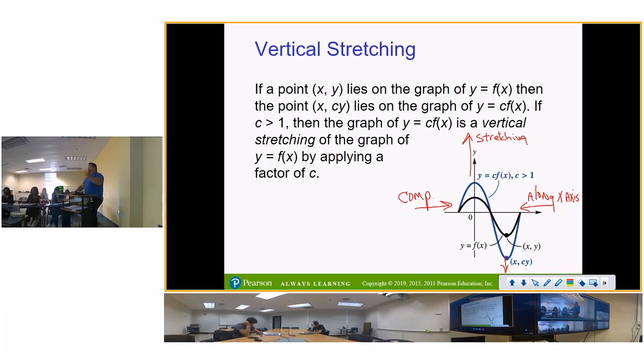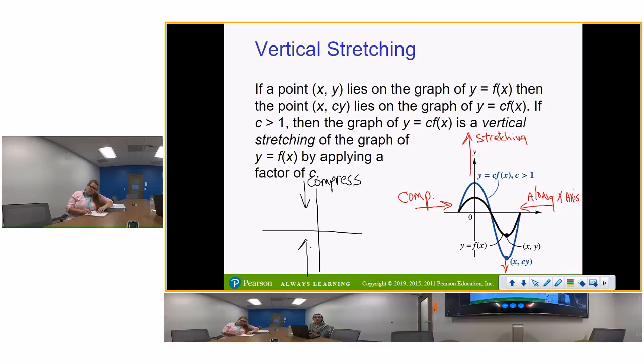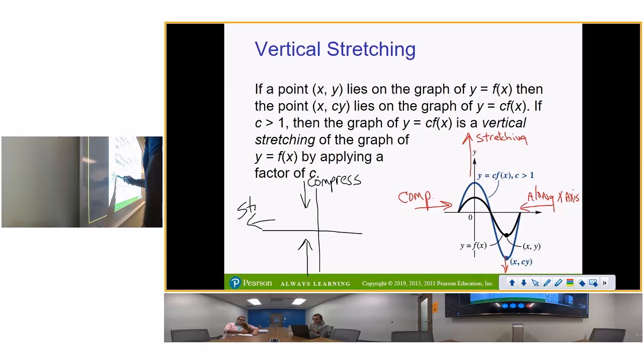Now, can I compress along the y-axis? Yes. And let's draw that. I don't know if they're going to show it on the next problem, but let's draw another rendition. If I compress along the y-axis, what will that result in on the x-axis? And that's what you have now.